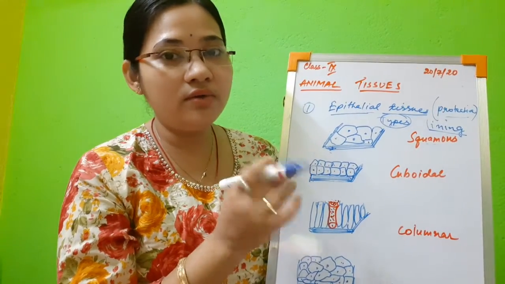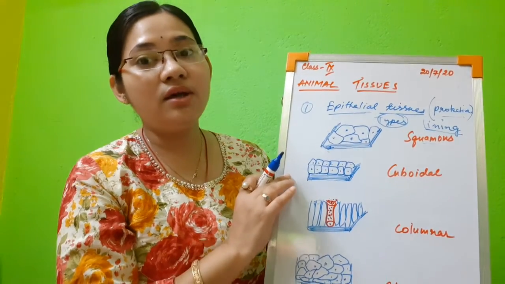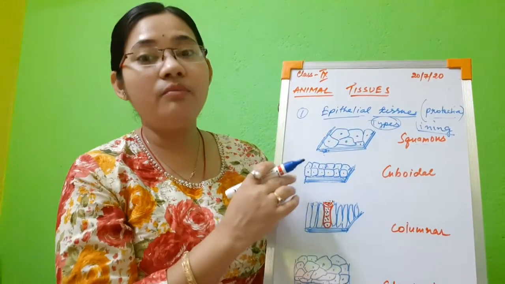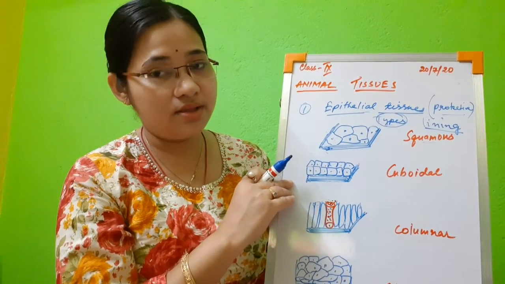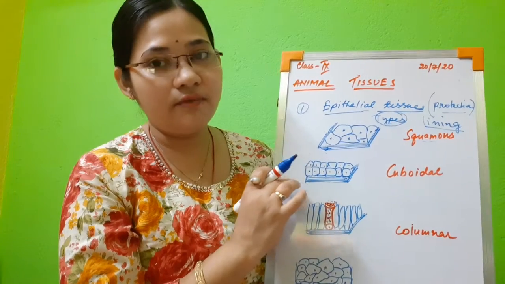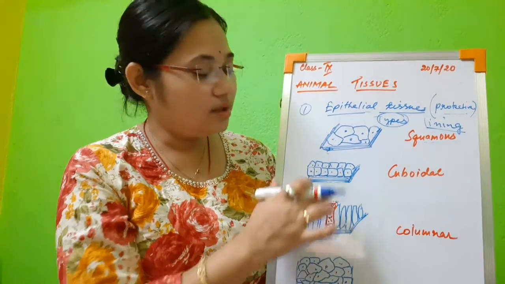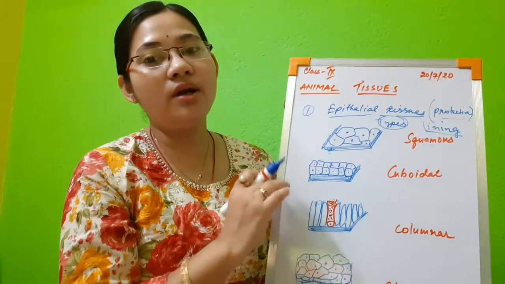Function I have already told you: they form a protective covering of the organs, etc. They also help in exchange of biomolecules. Substances move in and out through these cells. These are the characteristic features of epithelial tissue. These are the types and location. Where are they located? In the linings of our body.